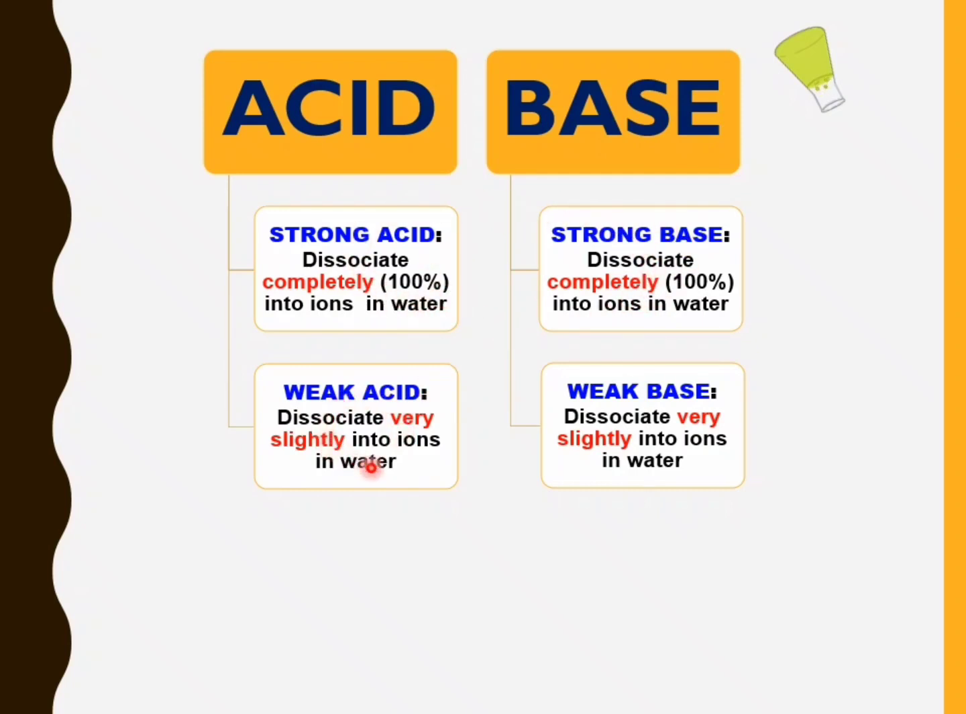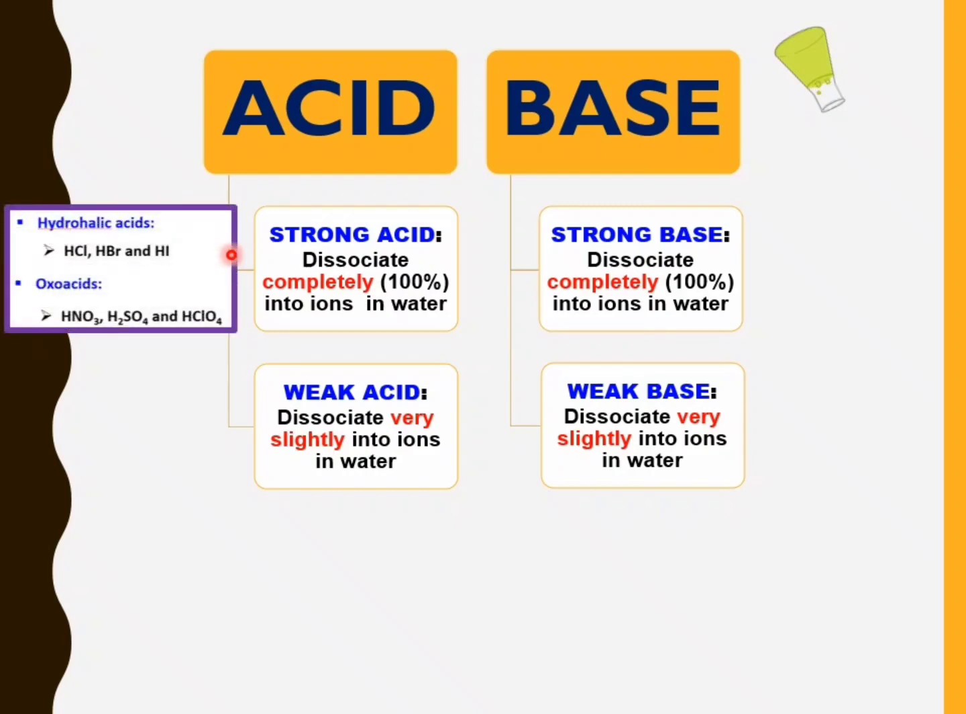While weak acid and weak base dissociate very slightly into ion. Sangat kecil pecahan dia untuk jadi ion. Okay, so that's the difference between strong acid and strong base. Okay, we look at some example of strong acid and strong base. Okay, strong acid. So this is the example of strong acid.